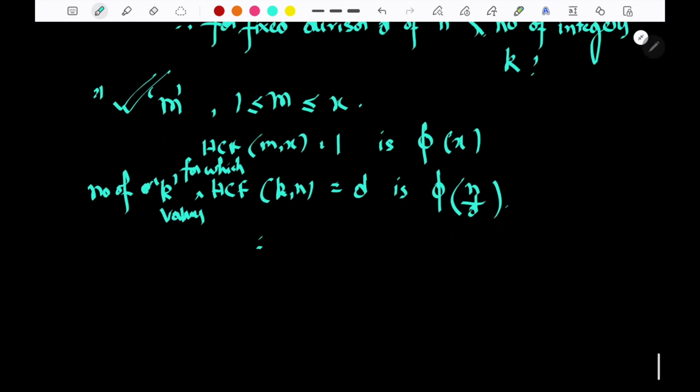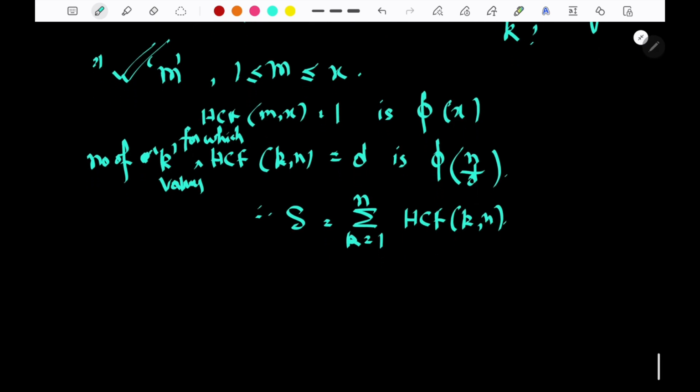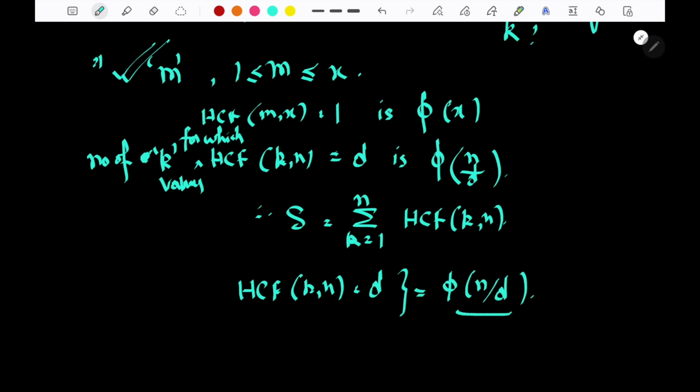So therefore sum will be, now what is sum? Sum is k is equal to 1 to n HCF of k comma n. So it means now we collect HCF of k comma n is equal to d. So let's say how many terms? Number of such terms is phi of n by d. ठीक है, तो टोटल कितना हो जाएगा?